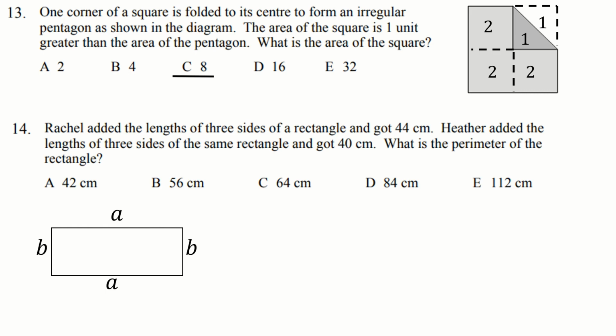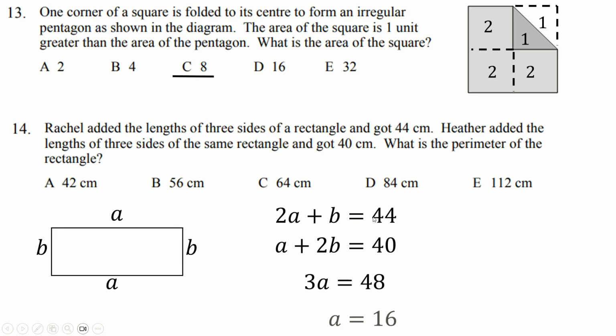So let's just say, the only way to add 3 sides is either 2 A's and a B, like you take these 2 and this one, or 2 B's and an A, right? That's the only 2 ways of doing it, and you get those 2 results. This is just a simultaneous equation. I think I just doubled this one and took it away, and then found A, and then found B, and then you can work out the total perimeter by doing that.